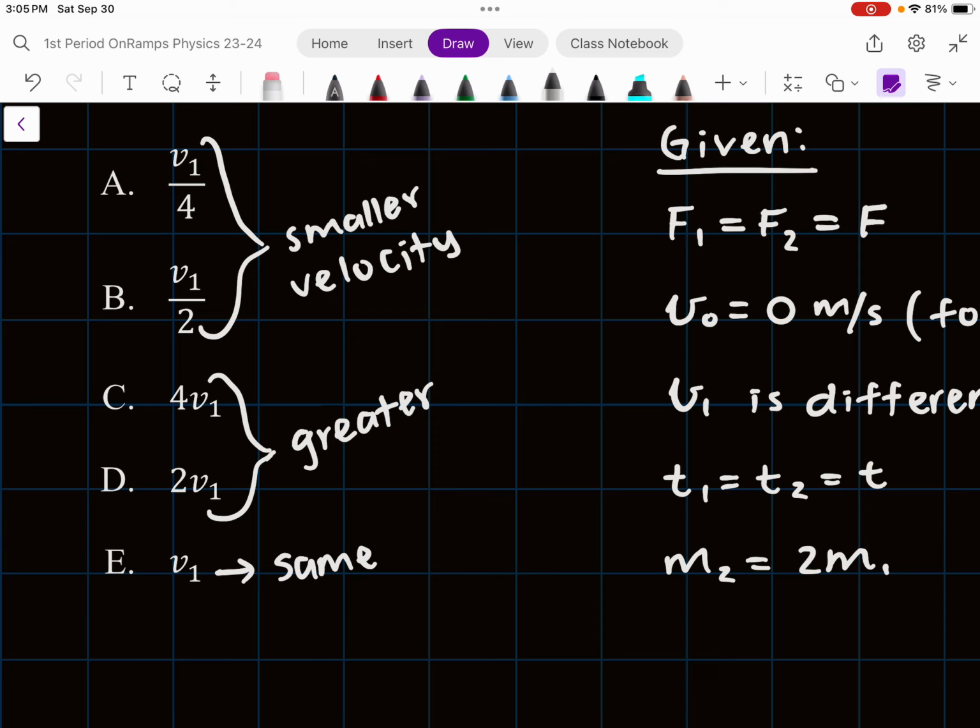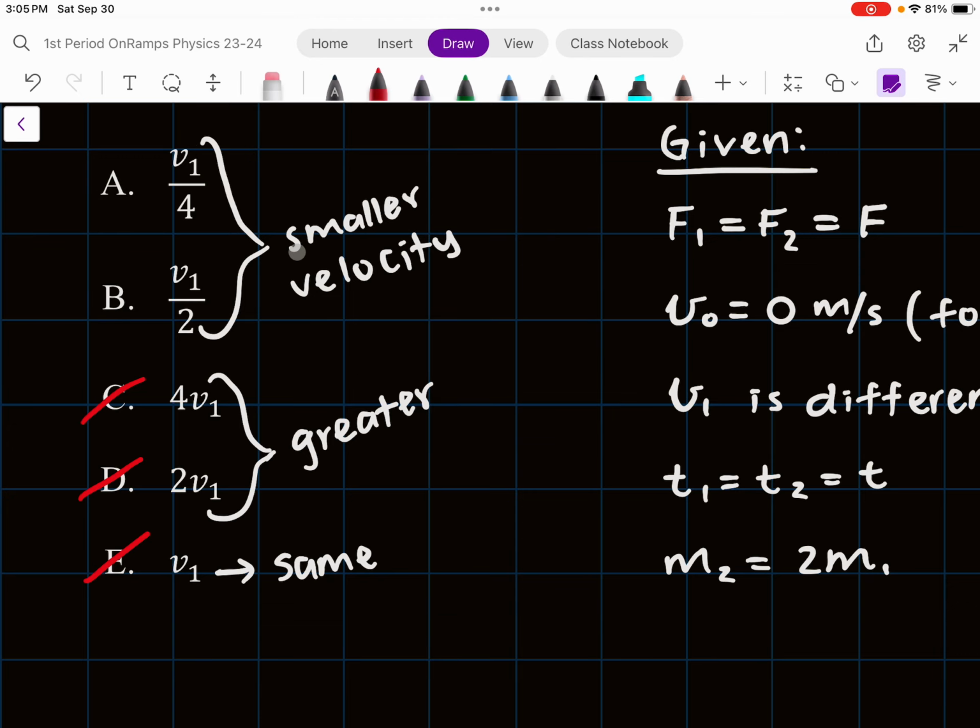So if you were pushing a cart empty for, let's say, 5 seconds, what is the speed you could reach? Then try the same thing for the same 5 seconds, but with a lot of people in it. I hope you can see that you would go a lot slower. Okay? So that means we can eliminate C, D, E.